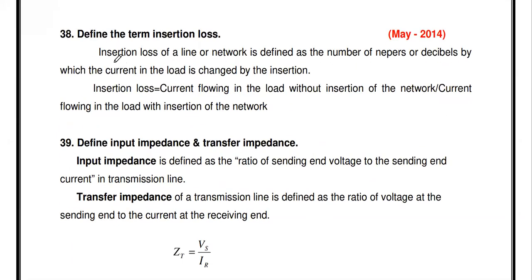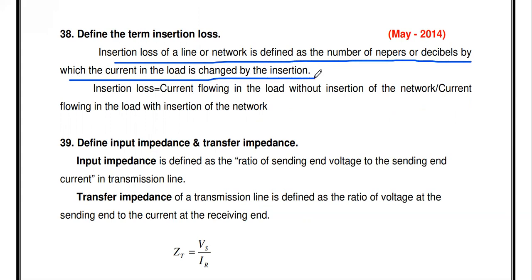Insertion loss of a line or network is defined as the number of Nepers or decibels by which the current in the load is changed by insertion. So if you are inserting some network in between the sender and receiver, because of the insertion, how much the current in the load changes, in Nepers or decibels, is called the insertion loss.